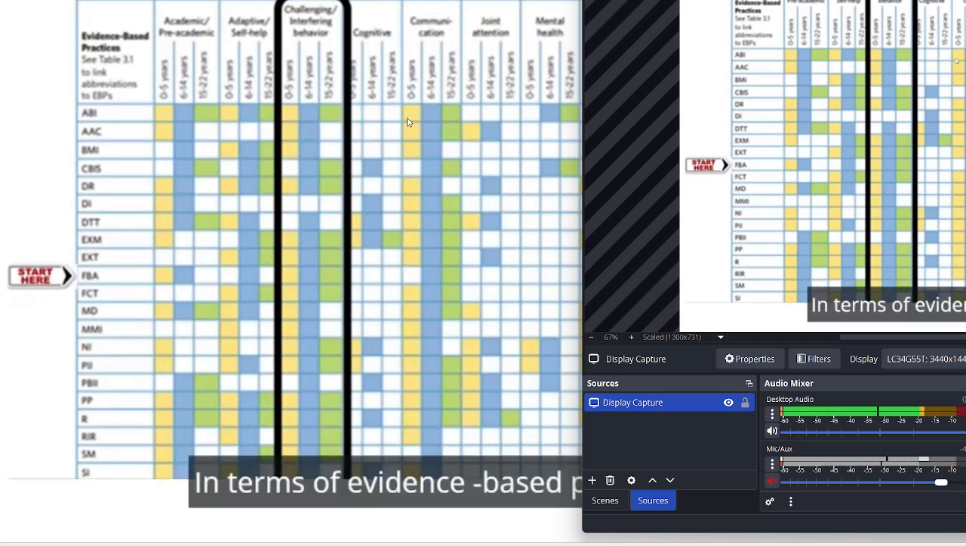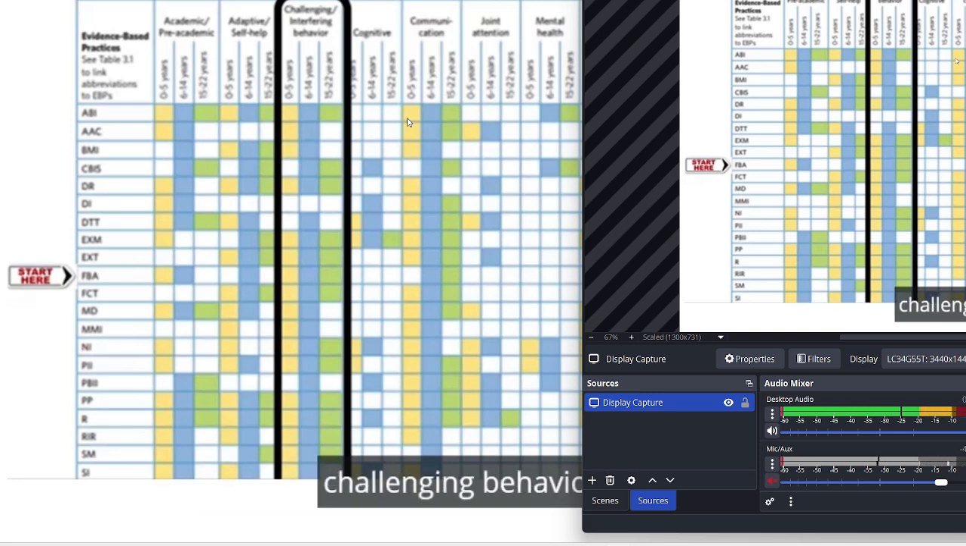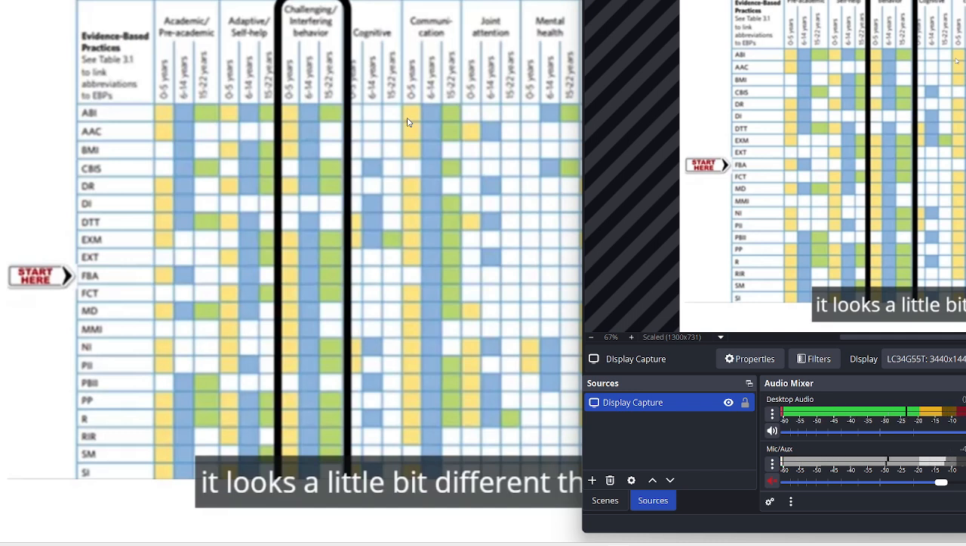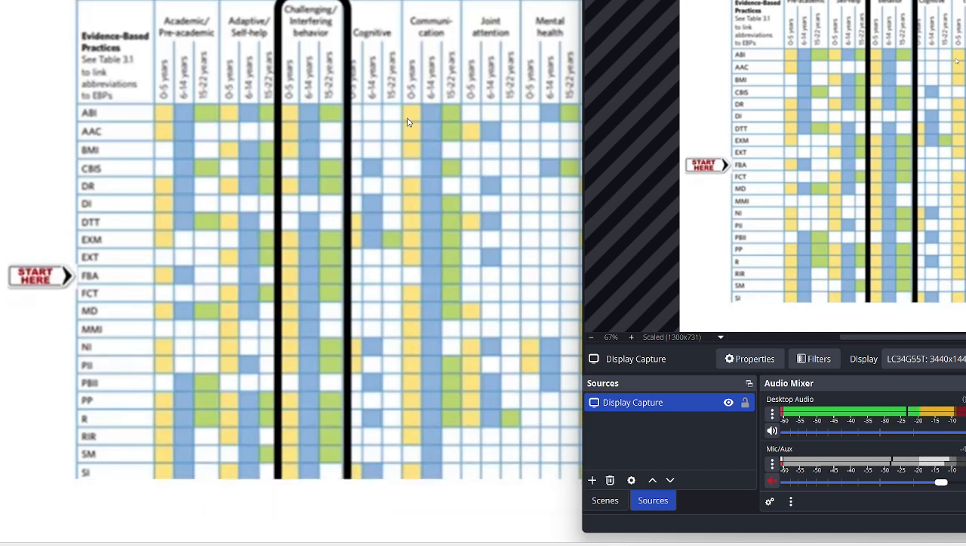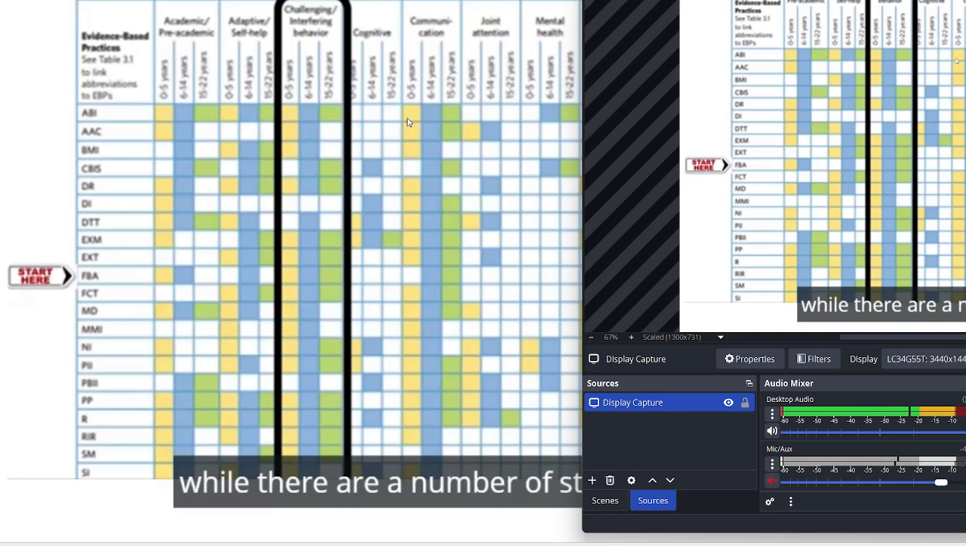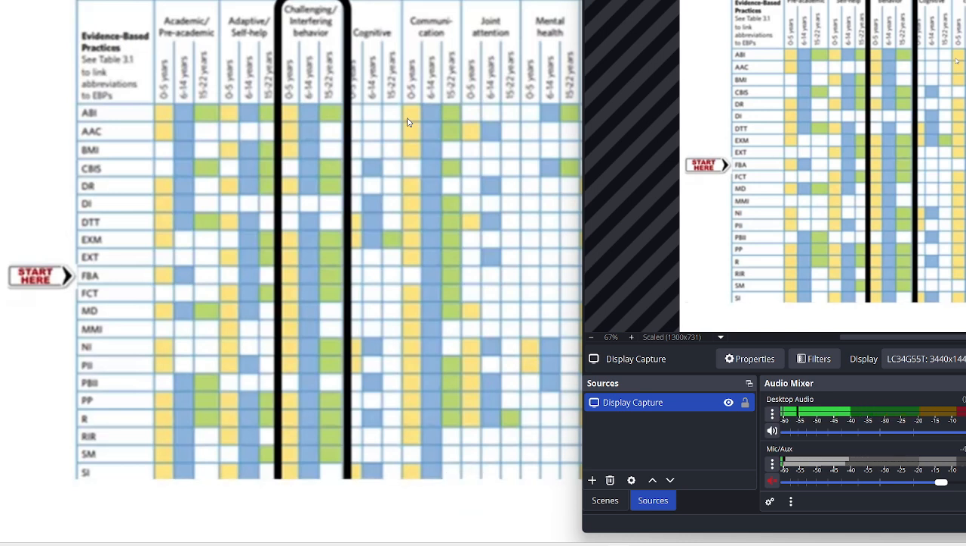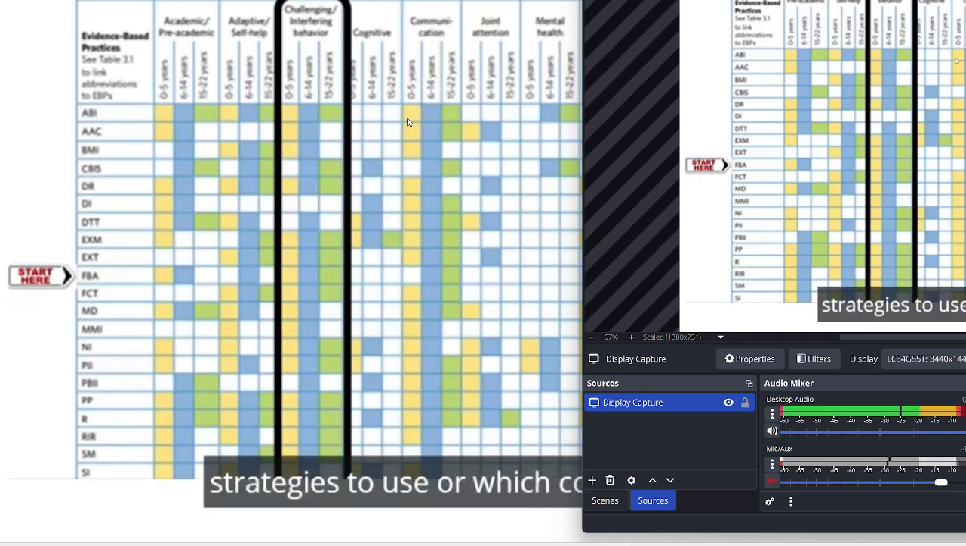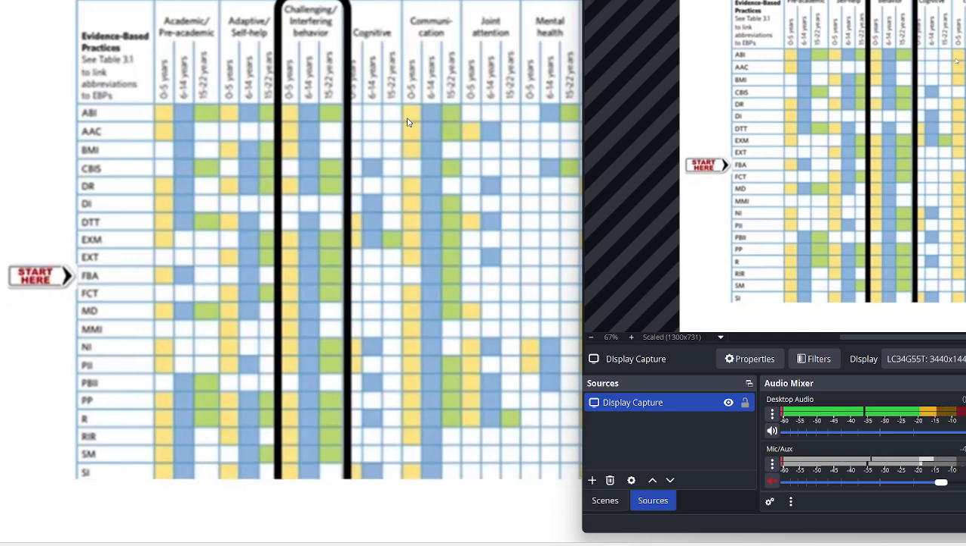In terms of evidence-based practices for challenging behavior, it looks a little bit different than how we may select an evidence-based practice for skills teaching. For example, when addressing challenging behavior, while there are a number of strategies that can be effective, in order to determine which of those strategies to use or which collection of strategies to use, your consultant must always start by conducting a functional behavior assessment, which is also one of the evidence-based practices.